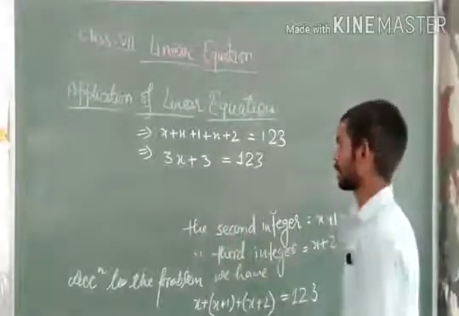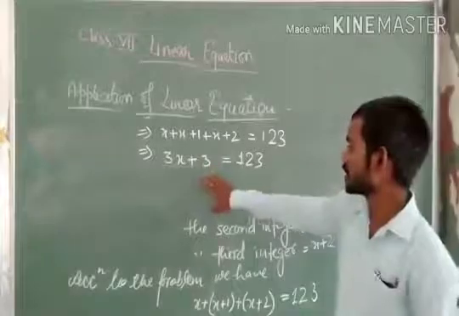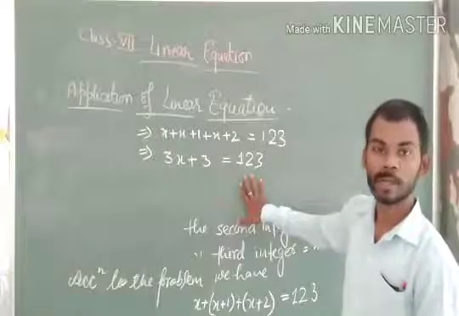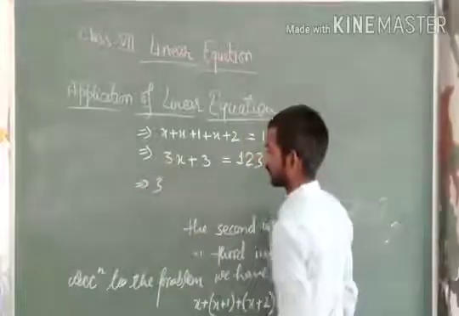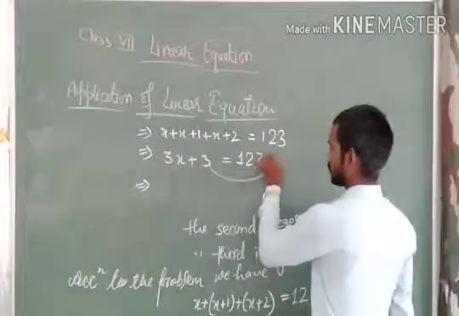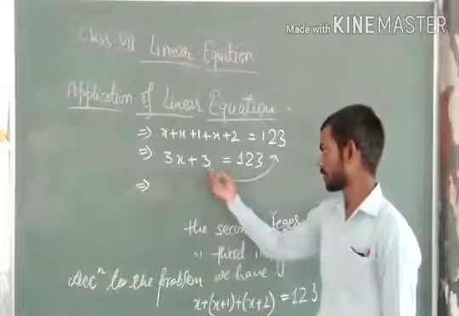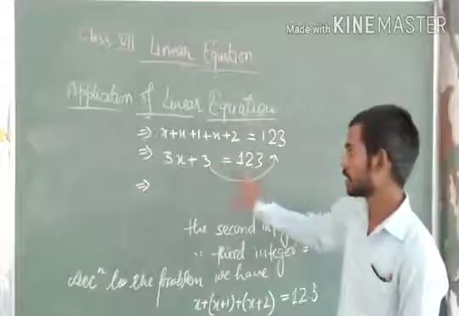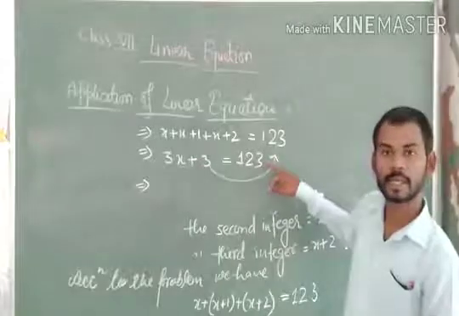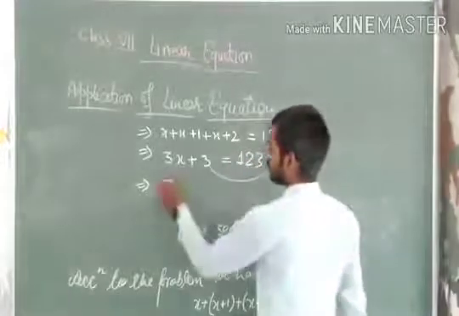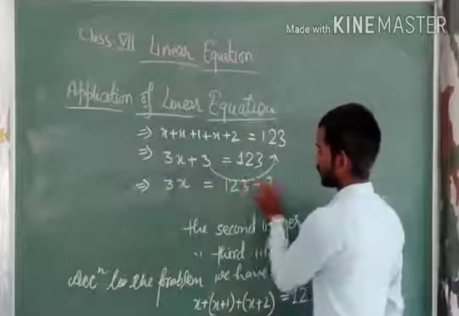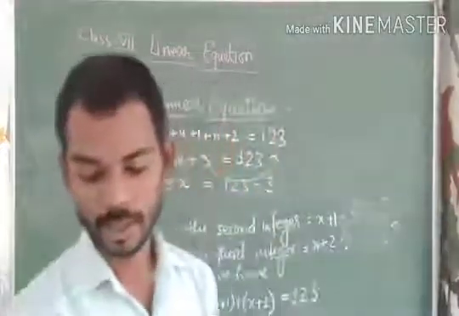Now let's solve it. First, here we can see that each term is a multiple of 3, so we can take 3 common. Then leave this and now transpose 3 to the right side. When we transpose 3 to the right side, it is with the positive sign; when it crosses the border, it becomes negative. So we have 3x is equal to 123 minus 3.